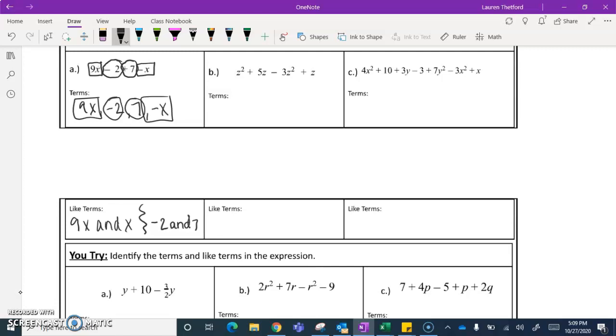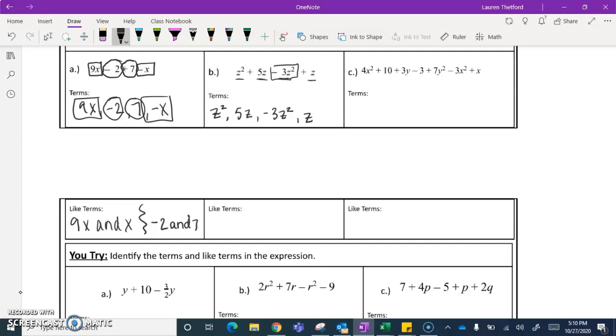All right, so our terms here are anything that's separated by an addition or subtraction sign. So we have 4 terms in example B. And so we have z squared, and I put a little line through my z just so they don't look like a 2. We have 5z. We have -3z squared because we include the sign with it. And then we have a positive z.